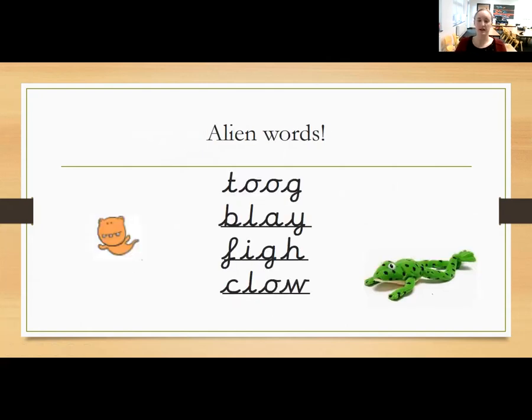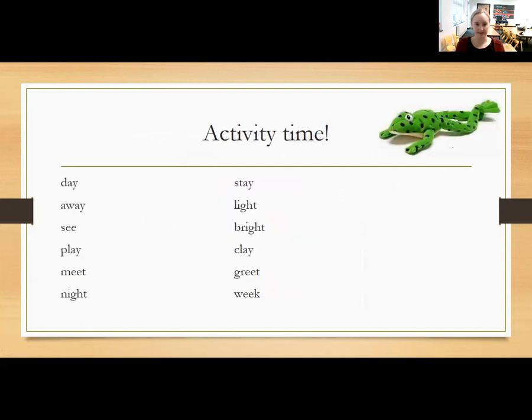And of course, I've got some alien words just to trick you. So this first sound is oo, t, oog, toog. A, b, l, a, blay. I, fi. O, k, l, o, clo. Well, what a bunch of alien words they are. They are a total load of nonsense.